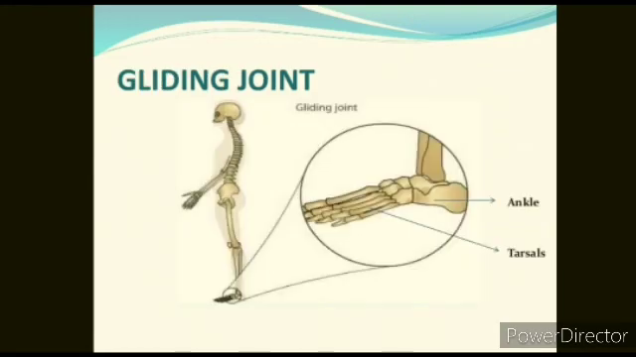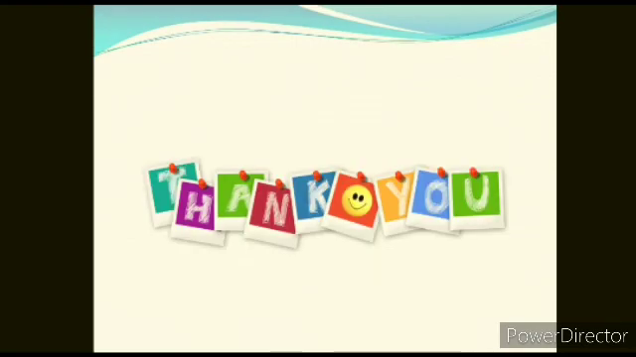The next joint is the gliding joint. This joint allows the bones to glide over each other so that side to side as well as backward and forward movement can take place. Only slight movement takes place in this joint. This joint is present between the bones of our ankle. So this is about the joints. Thank you.